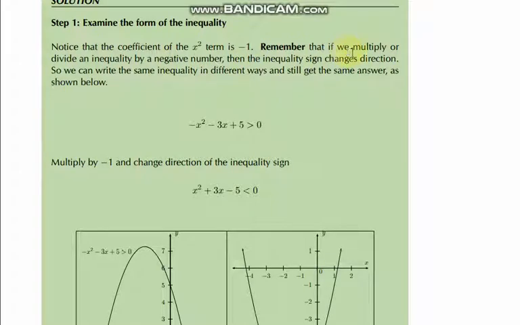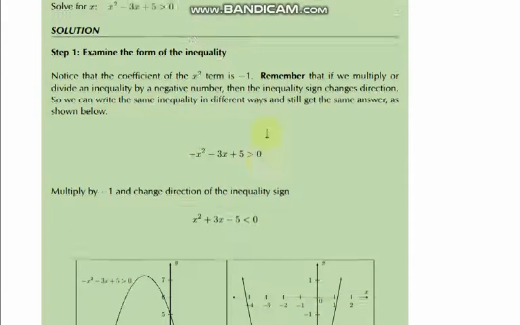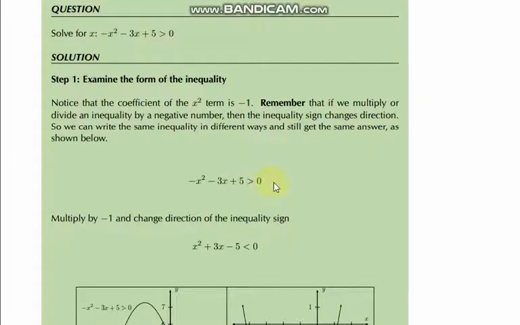Remember that if we multiply or divide an inequality by a negative number, then the inequality sign changes direction. That's really important. So we can write the same inequality in different ways and still get the same answer, as shown below. You can write your inequality as minus x squared minus 3x plus 5, but originally it's greater than 0. If you choose to multiply that by minus 1, you're going to have to change the sign of the inequality.